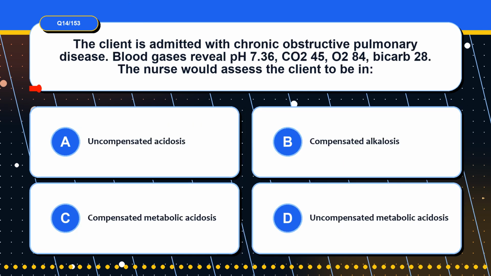Question 14. The client is admitted with chronic obstructive pulmonary disease. Blood gases reveal pH 7.36, CO2 45, O2 84, bicarb 28. The nurse would assess the client to be in. Here are the options. Option A, uncompensated acidosis. Option B, compensated alkalosis. Option C, compensated metabolic acidosis. Option D, uncompensated metabolic acidosis.